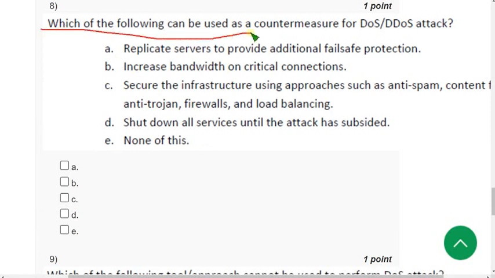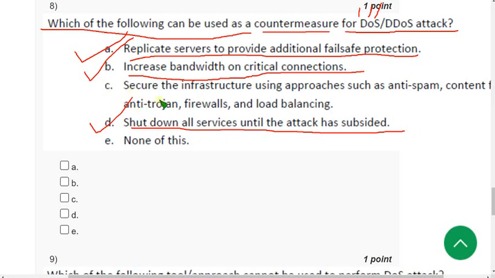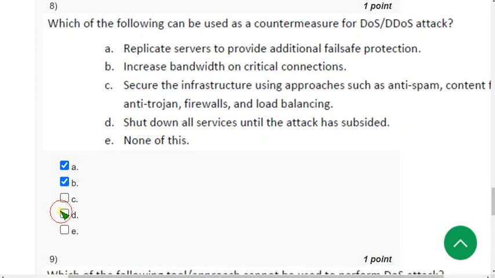Which of the following can be used as a countermeasure for DOS or DDoS attack? What is DOS, guys? Denial of service. So for the eighth question, I have got three solutions. The first one is option A, replicate servers to provide additional fail-safe protection. Next one, option B, increase bandwidth on critical connections. And the final one, option D, shut down all services until the attack has subsided. So mark A, B and D. Now let's move on to the ninth question.